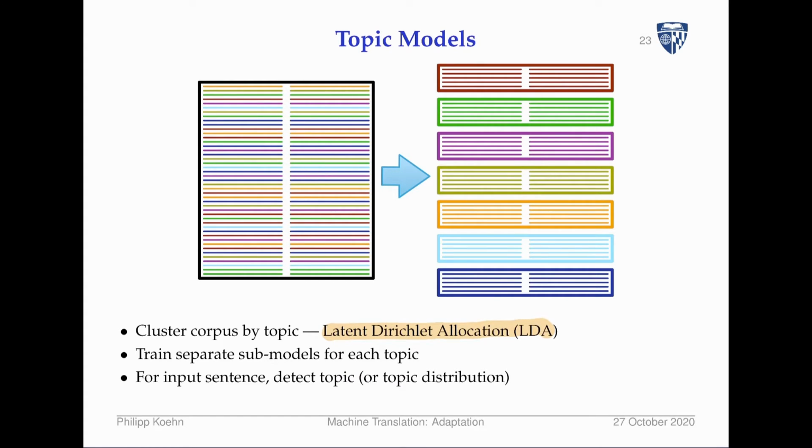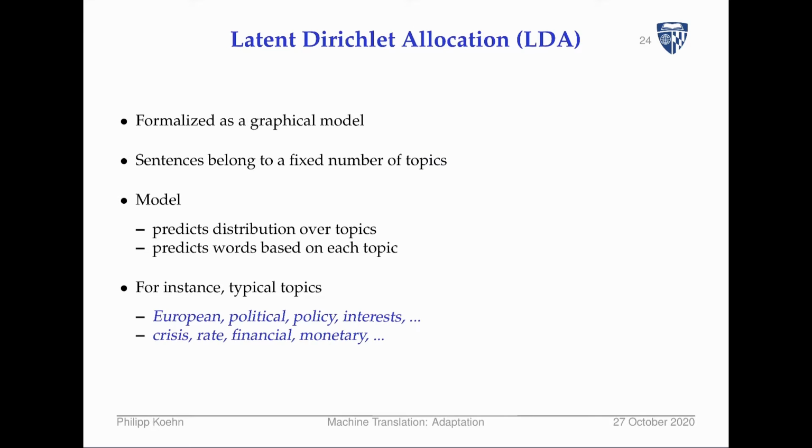So the main idea of this is that given that text covers all kinds of different topics, can we group it into these different topics? Can we then identify which topic a particular text comes from? So the algorithm that is most commonly used for that is latent Dirichlet allocation, the LDA. So this is formalized as a graphical model. The idea is that sentences belong to a fixed number of topics, and then the model predicts the distribution over topics and predicts words based on each topic.